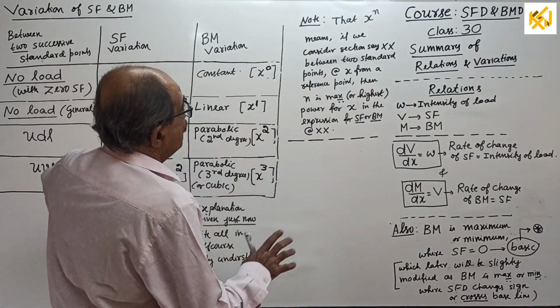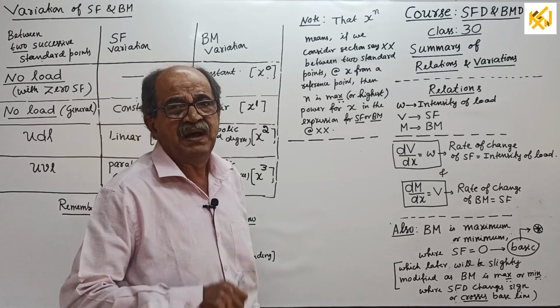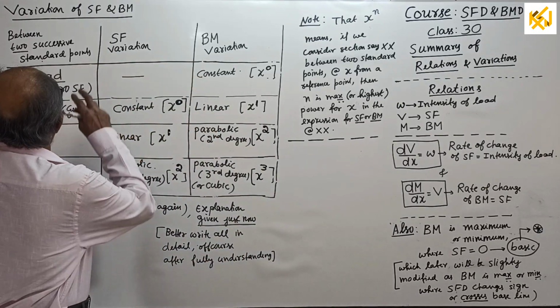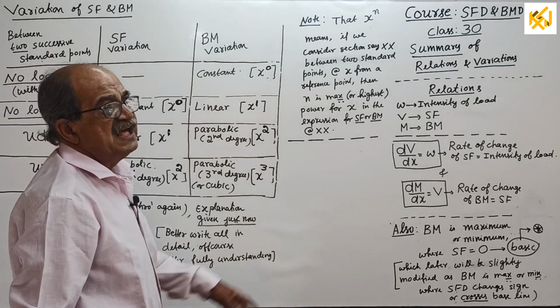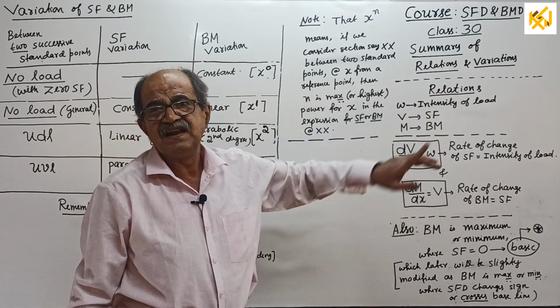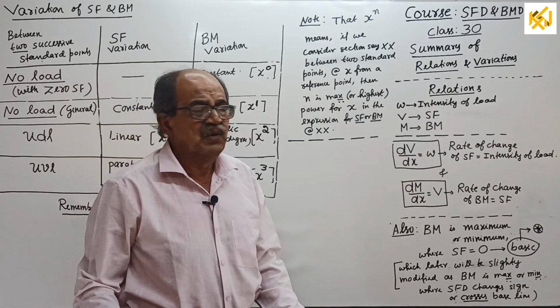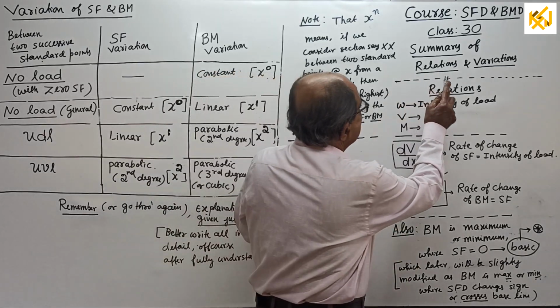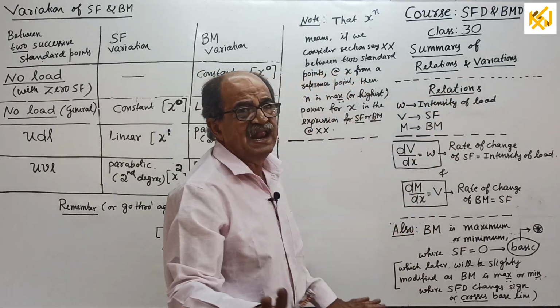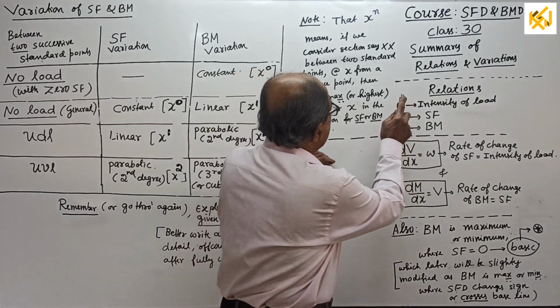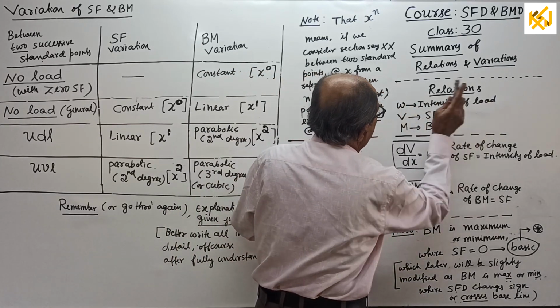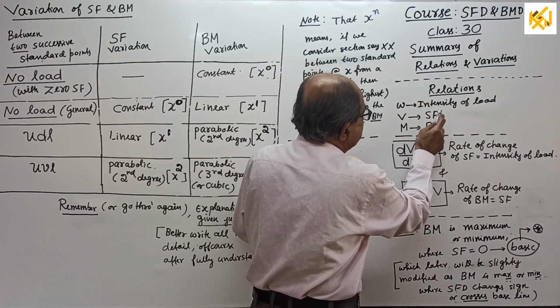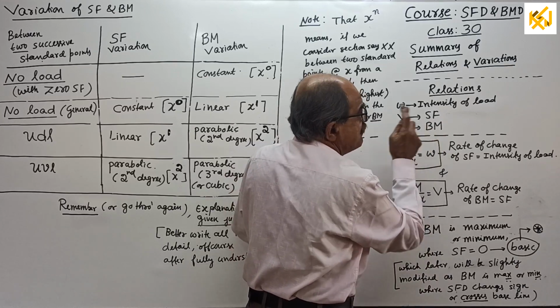Now, earlier, if you remember, I first derived the variation, then I derived the relation. But now, to understand, I will start from here. First, the relations, which I will tell now. W is intensity of load, V is the shearing force, M is the bending moment.